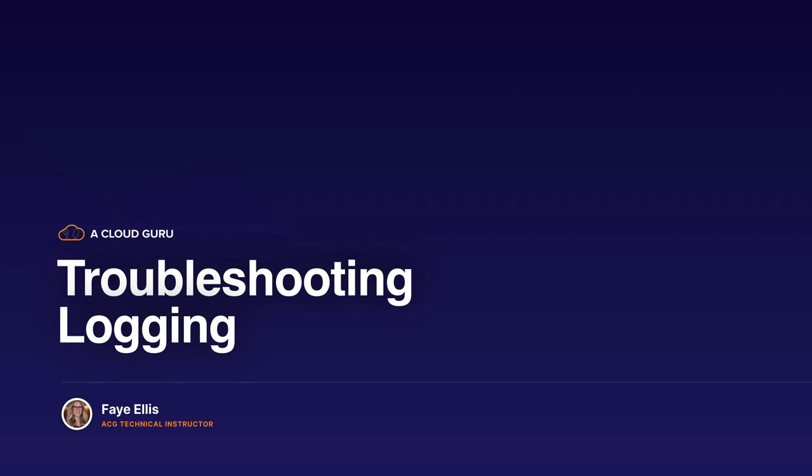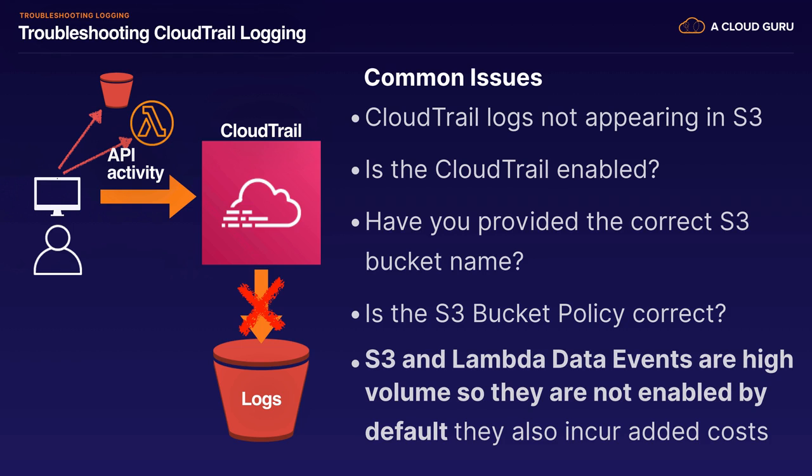And this lecture is all about troubleshooting logging and some of the common issues that you might see when trying to configure logging. So let's get started. So in this first scenario, we have our user on the left who is spinning up Lambda functions and creating S3 buckets. And we want all of their API activity to be logged to CloudTrail. But for some reason, no logs are appearing in our CloudTrail S3 bucket.